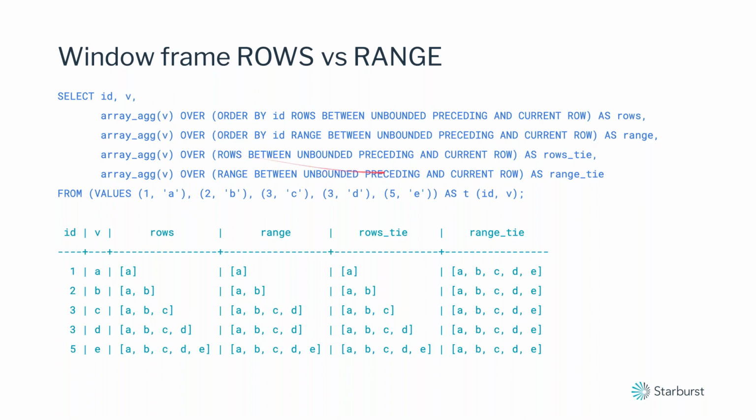We can see that if we don't specify an order by clause for rows, it doesn't matter. We get the exact same thing. It's actually arbitrary what order the rows are going to be fed into the aggregation function. But if we don't specify an ordering for range, the current row includes everything, because all rows are tied in the ordering since there is no ordering. And so every row sees all rows in the window frame.